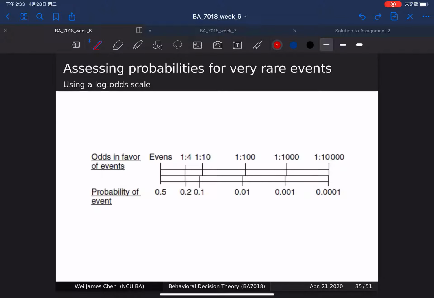Basically, do people know this? So 10 to the power of minus 4, this is a very small number. But if you take a log, if it's a 10 base, then it will be minus 4, right? So it will become a number that is easier for people to understand.